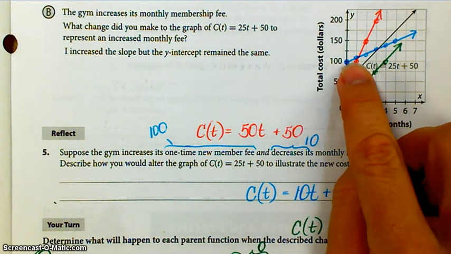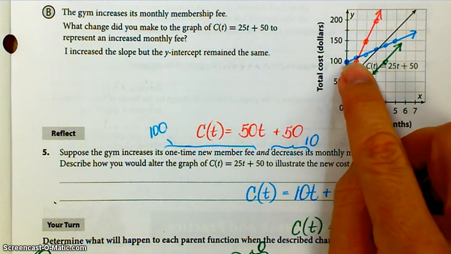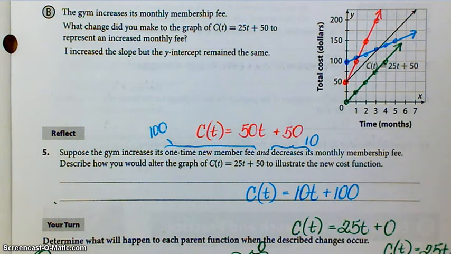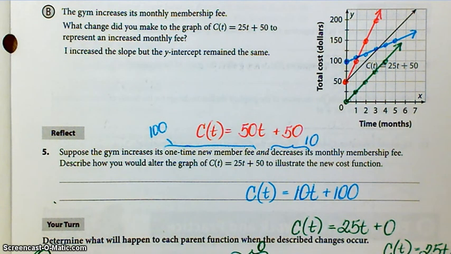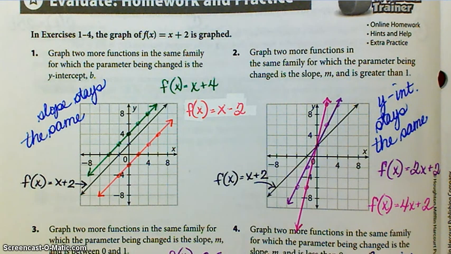And then the light blue line would be like, what if I changed both things? Okay, in this situation, I happened to change it to $100 and then $10 a month, but we could have changed it to something else. All right, here's a little bit more as far as examples about what we're doing when we either change the y-intercept, which is one parameter we could change, or when we change the slope.